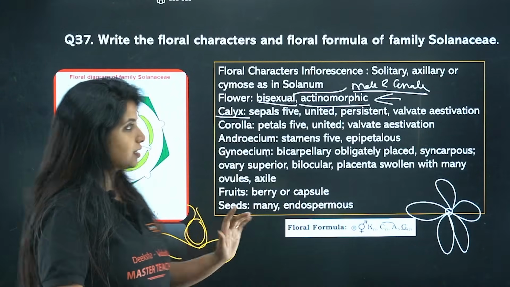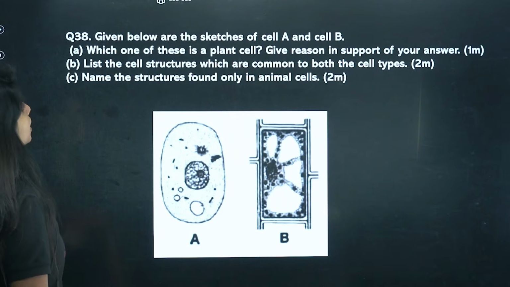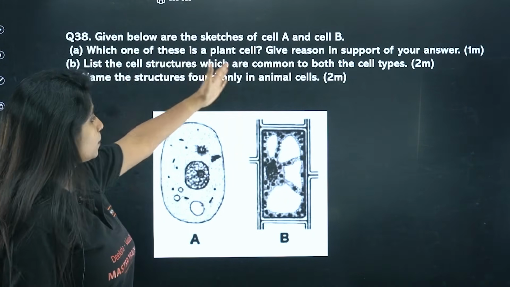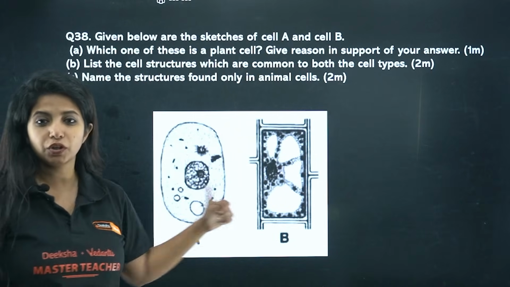So yes, okay, done. Now, given below are the sketches of cell A and cell B. Which one of these is a plant cell? Give reason and support for your answer. Which one do you think is a plant cell?